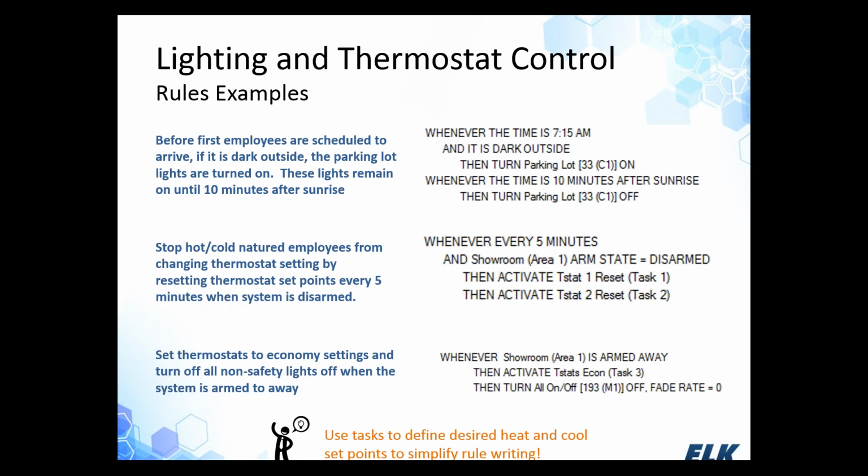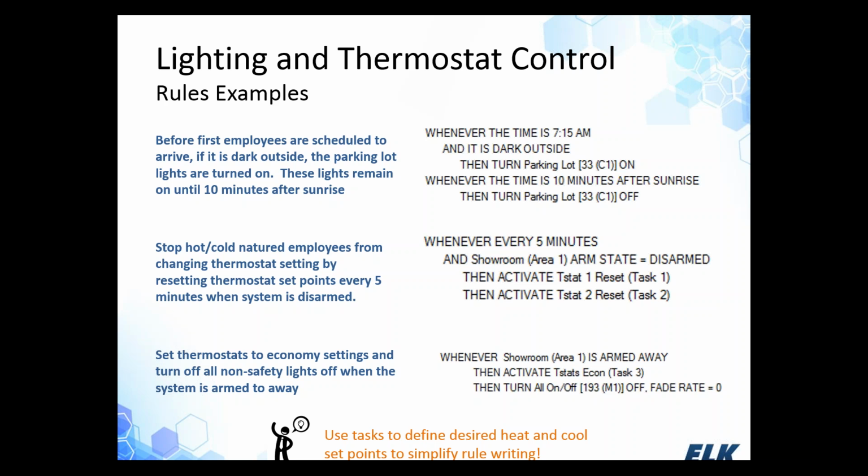Now we've got some examples of some rules here. And I mentioned a little bit about this, to give you a little foreshadowing. Whenever it's 7:15 and it's dark outside, we want to turn on the parking lot lights. Well, that's great. I don't know of too many people that like to show up in a parking lot, especially women, where the parking lot's nice and dark. It kind of sets their mood to not be great. It's also not good for security reasons to have a dark parking lot. And now whenever it's 10 minutes after sunrise, we're going to turn off those parking lot lights. It's a great example of just being able to automate parking lot lights.